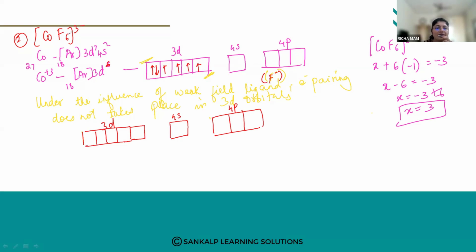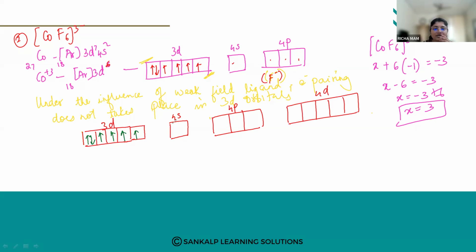Now here, see, how many fluorine atoms are there? 6. And how many orbitals are available? 1, 2, 3, 4. We require 2 more. For those 2 more, we are going to use the 4D orbitals. Okay, so next, 4D orbitals. Now let us write the electronic configuration here. So 1, 2, 3, 4, 5, and 6.